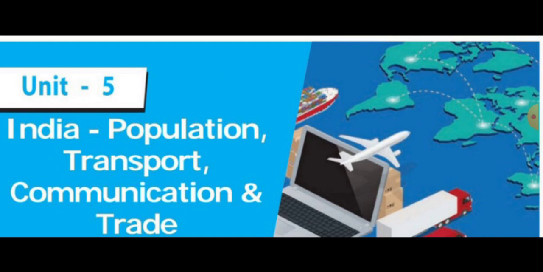Then next we learned about density of population. It is expressed as number of persons per square kilometer. Then, which is the most densely populated state in India? Very good. Bihar is the correct answer.